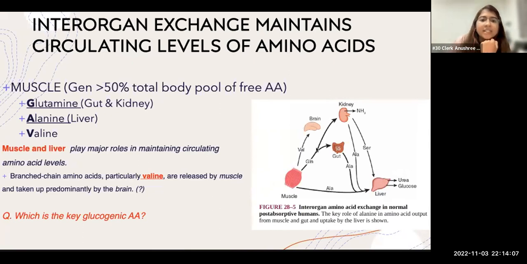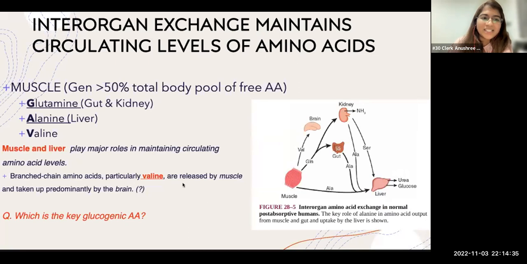You would notice one thing in the diagram: only valine is going to the brain. It's a branched-chain amino acid, right? So it is the one taken by the brain. What are the other two branched-chain amino acids apart from valine? Come on, quick. Google it if you want. I want the answers from you guys.